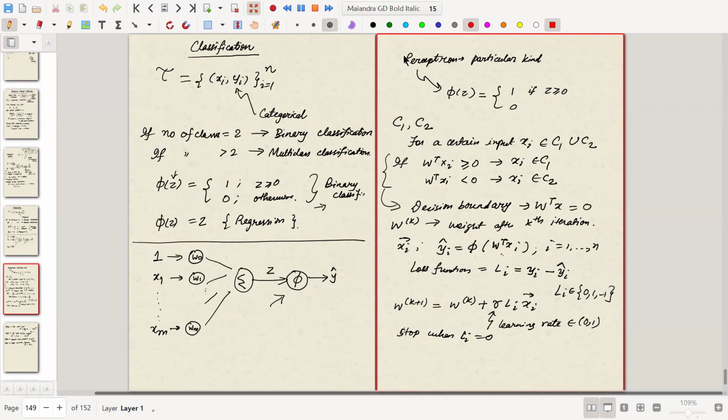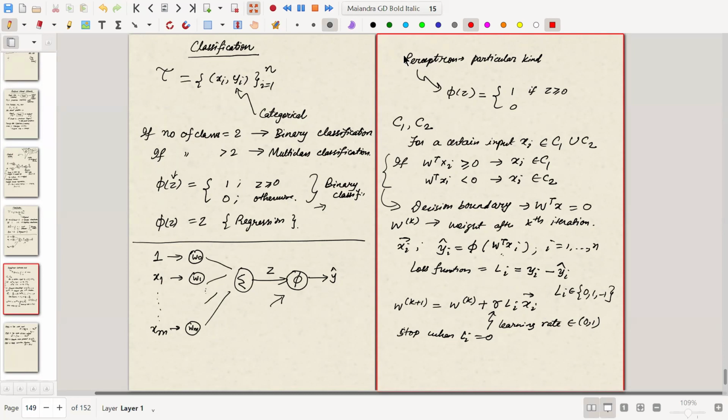There is some concept. Do you know about linearly separable data? Yes. I covered it. So if your data is linearly separable, then your algorithm will work. If your data is not linearly separable, this algorithm will fail.